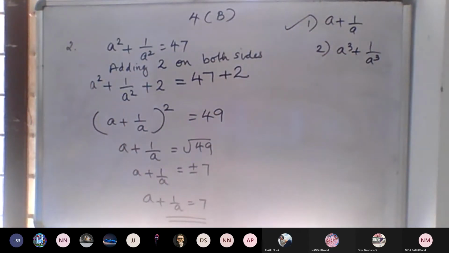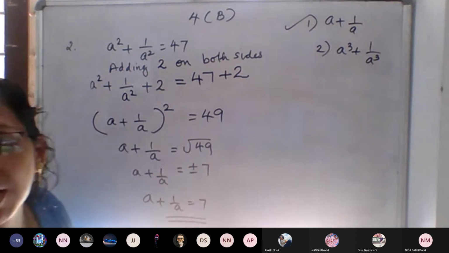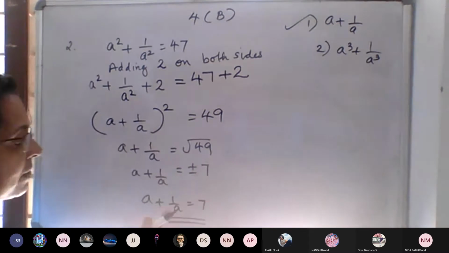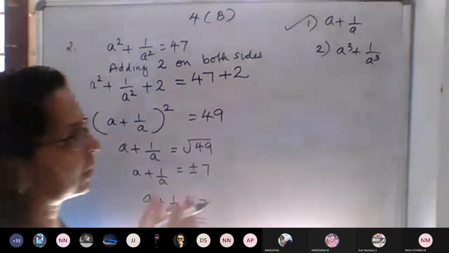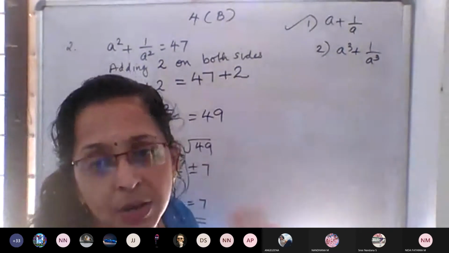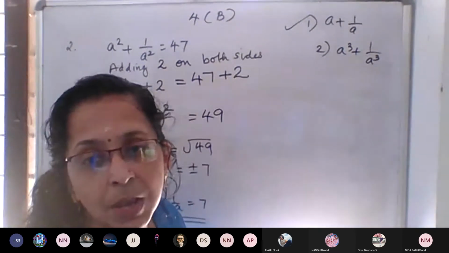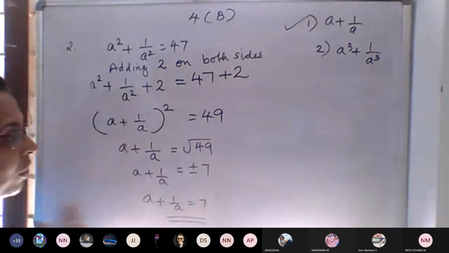Next, a cube plus 1 by a cube. For getting a cube plus 1 by a cube, what do we have to do? We have a plus 1 by a. Can we connect a plus 1 by a with something, or do anything, to get a cube plus 1 by a cube? Think of that.